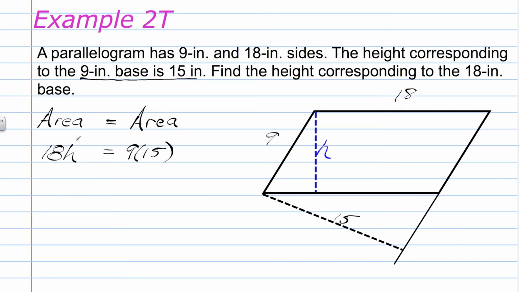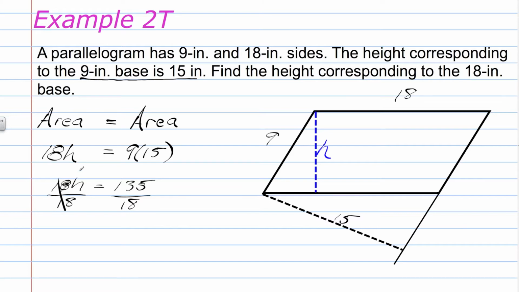So it amounts to a pretty basic one-step equation. 18h I just bring down, and 9 times 15 is equal to 135. 9 times 5 is 45, put down the 5, carry the 4. 9 times 1 is 9, plus 4 is 13. Then we divide each side by 18.